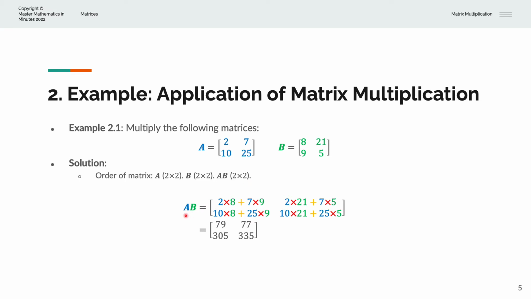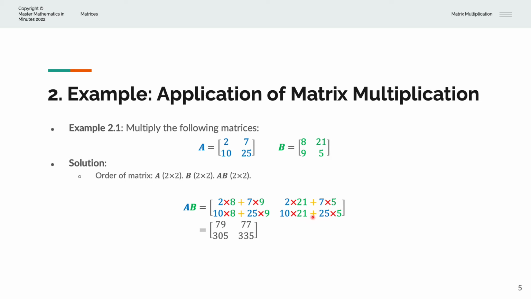So matrix A times B is equal to, we'll work on the first entry. We have row multiplied by the column. So with 2 times 8, and 7 times 9, step 2 is where we sum these together, so we'll put a plus sign. For the second entry, we'll apply the same thing, row multiplied by column. So with 2 times 21, and 7 times 5, we'll put a plus sign as step 2 to sum those.